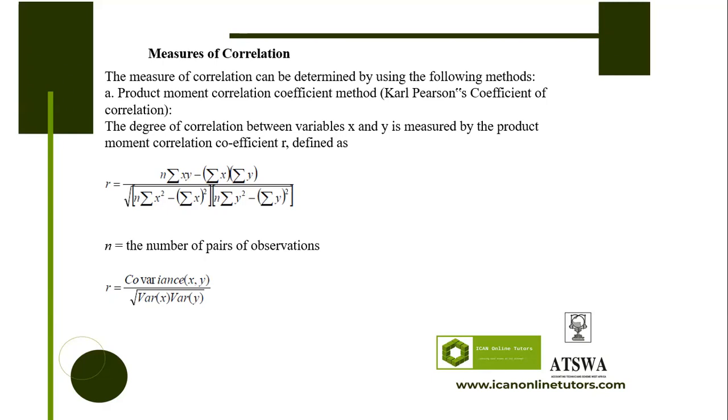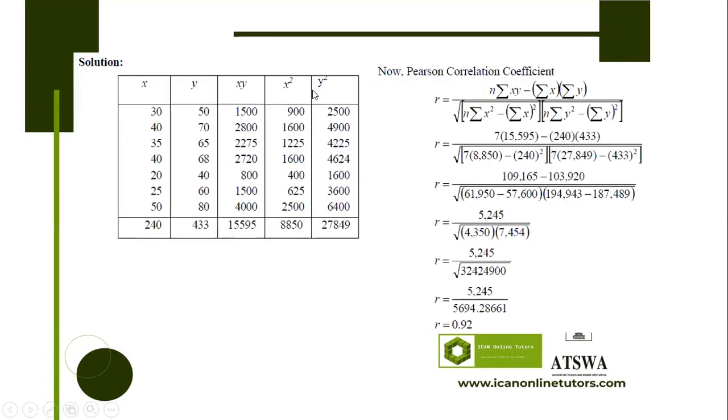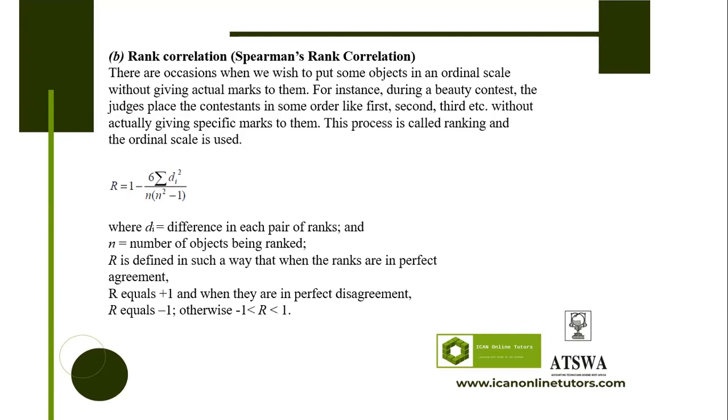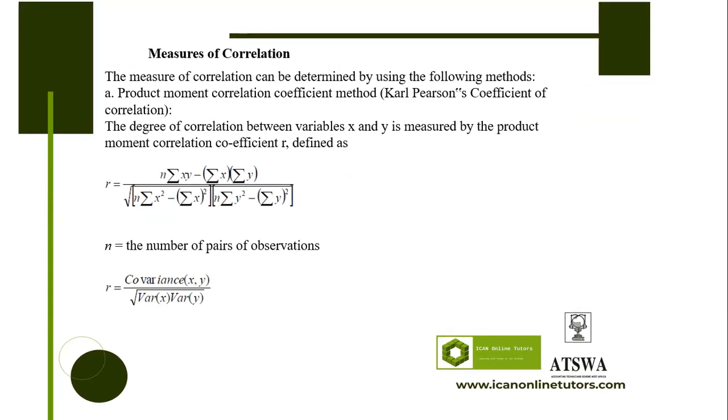So, measures of correlation. How are we going to calculate this correlation? It says the measures of correlation can be determined by the following methods. Note, we have two methods of correlation. The first one is Pearson coefficient of correlation. The second one is Spearman rank correlation.